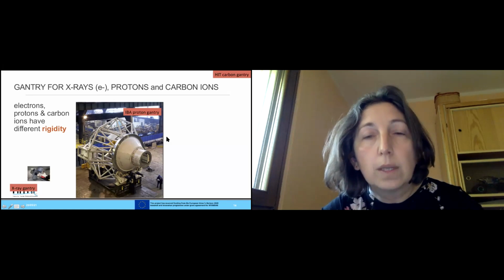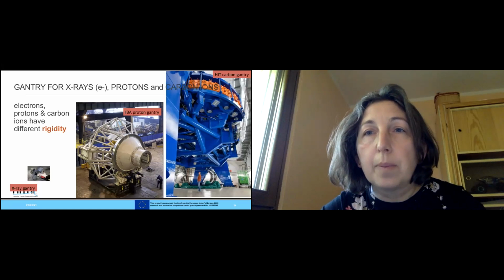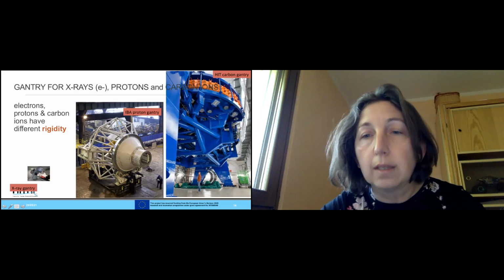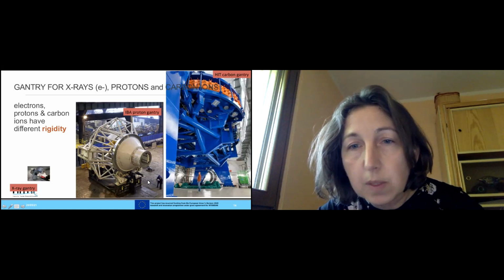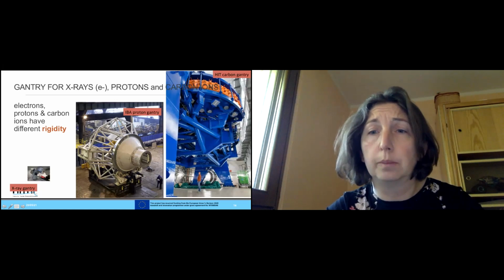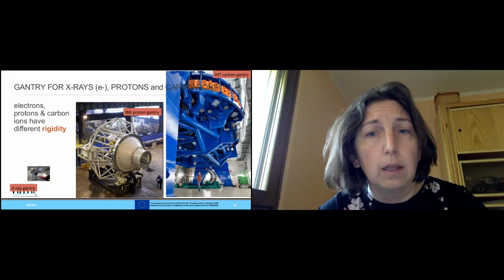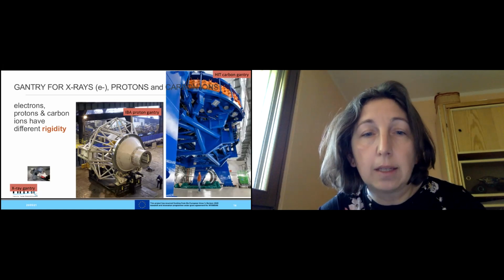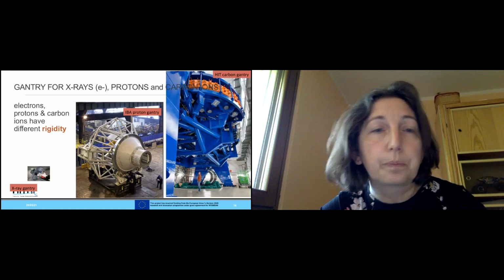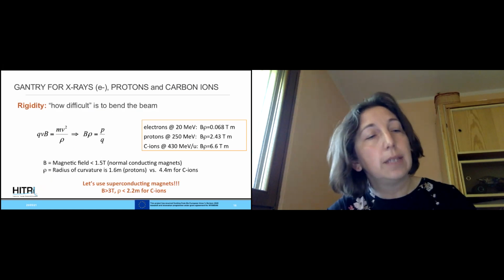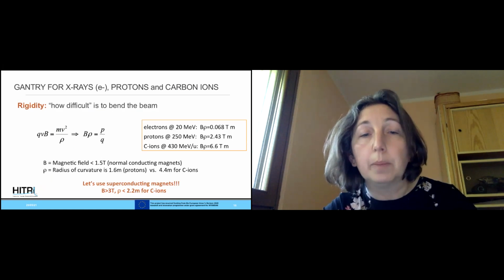But then one step further, let's see what happens with carbon ions. Carbon ions is really huge. Again, the same man with the same size as before, but clearly, it's three times higher than a proton gantry. So why so? Well, because different particles have different energy and different rigidity. And what is the rigidity? The rigidity is the difficulty to bend the beam.